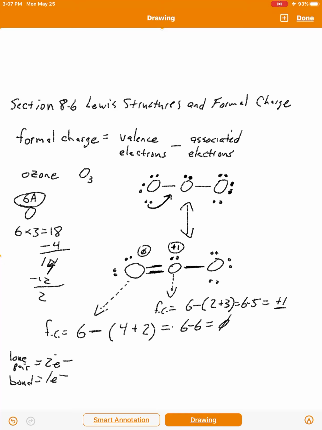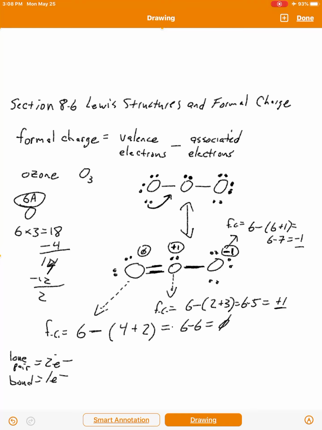Last oxygen out here. Formal charge, 6 minus. Now there's 3 lone pairs, so that's 6 right there, and 1 bond. So this is 6 minus 7, which is minus 1. And again, we indicate the negative 1 as a circle next to it. What we just did there was we calculated the formal charge of each atom in that structure, okay?